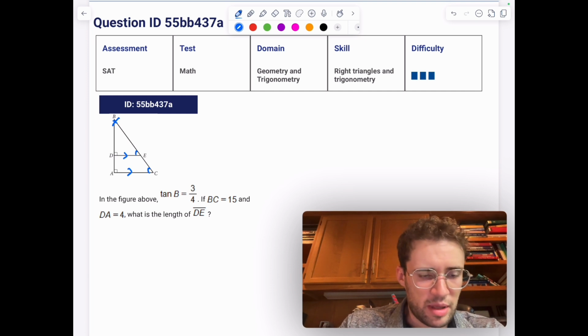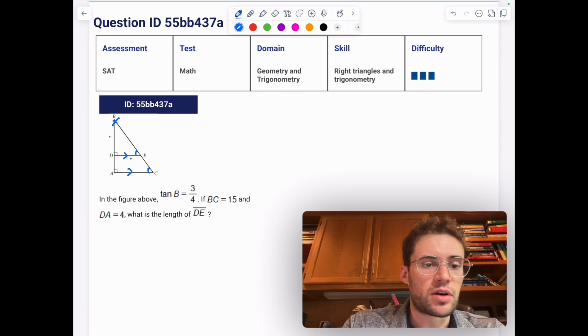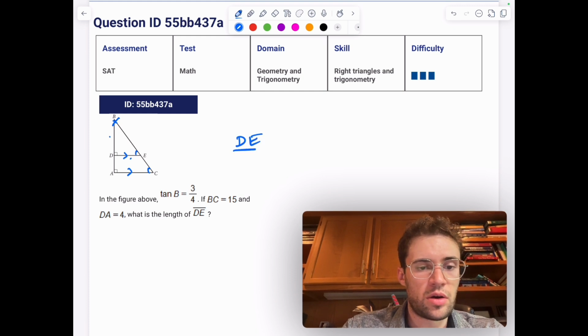Now, that means that the ratios of the sides will also be the same because they're similar triangles. So tangent of B equals 3 over 4. We know that tangent is opposite over adjacent. So that means the ratio of the opposite side to the adjacent side, so DE over BD, will be 3 over 4. And similarly, for the big triangle, opposite is AC, adjacent is AB. So that would also be a 3 to 4 ratio.